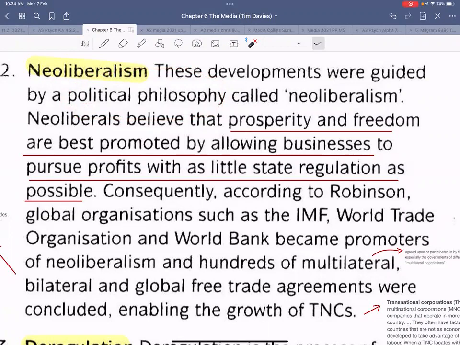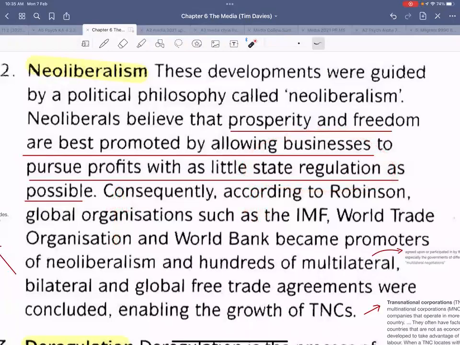Now what do neoliberals believe in? Neoliberals believe that prosperity and freedom are best promoted by allowing businesses to pursue profits with as little state regulation as possible. So according to this political philosophy, we could help these organizations, these businesses, make more money. Because of course, if businesses are making money, eventually aapke paas economy grow ho rahi hai, economic growth ho rahi hai, right? So the idea is to have prosperity, by allowing business to work in a freer manner, to pursue profits with as little state regulation as possible.